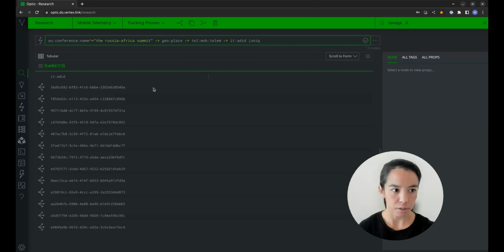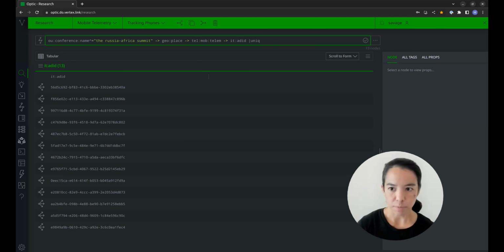So these are the 13 different phones that we found beaconing from the site of the conference during the time frame of the conference. They're each represented here by their advertising ID strings. From here, we want to narrow down which phones would be worth continuing to track. There were a couple of different things that we looked for here.